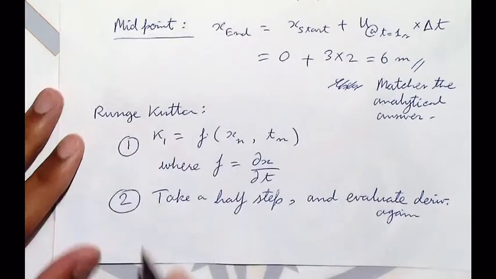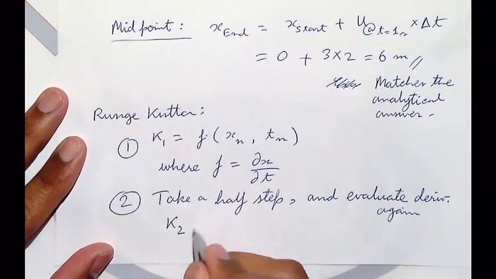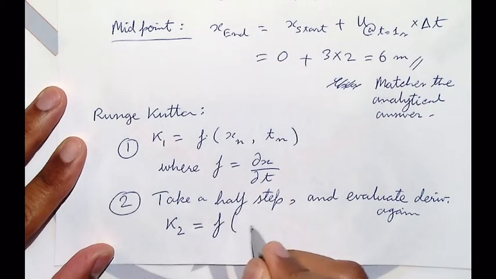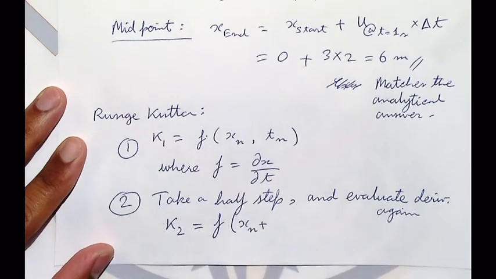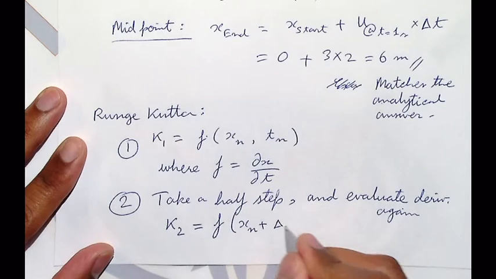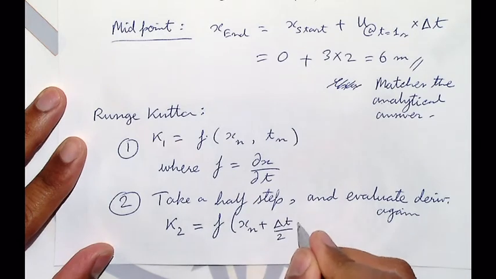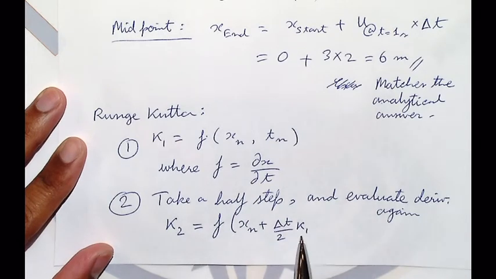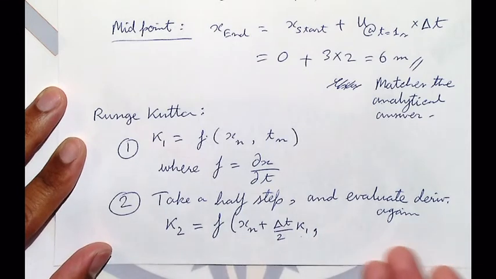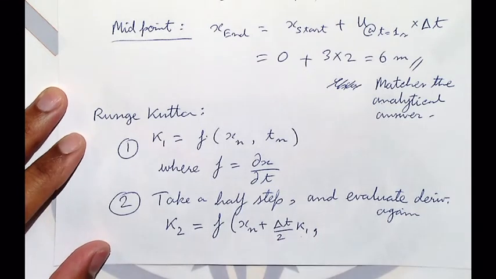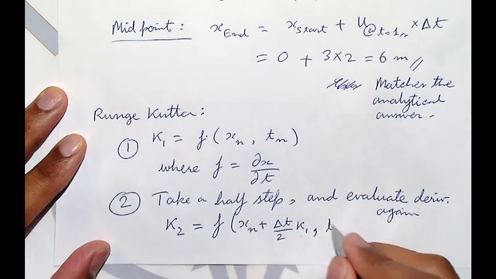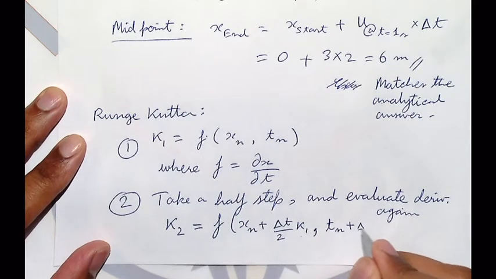All right, so we just say K2 is again f of xn plus, we take a half step, so that would be delta t over 2 times K1, comma tn plus delta t over 2. K1 is the time derivative, so that would just be the velocity in this case. But it doesn't have to be the velocity. These are very general things. Variables can be whatever you need them to be.